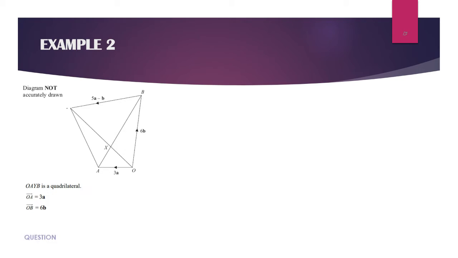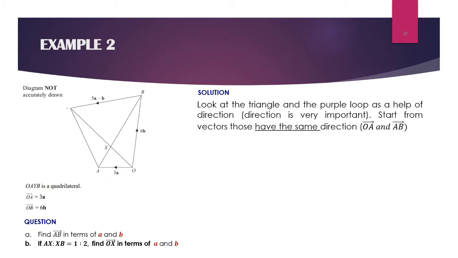Example 2. Look at the diagram. OAYB is a quadrilateral. Vector OA is position vector 3A. OB is 6B. Find AB in terms of A and B. Look at the triangle and the purple loops as a help of direction. The vectors that have the same direction are OA and AB. So OA plus AB equals OB. So AB equals 6B minus 3A.